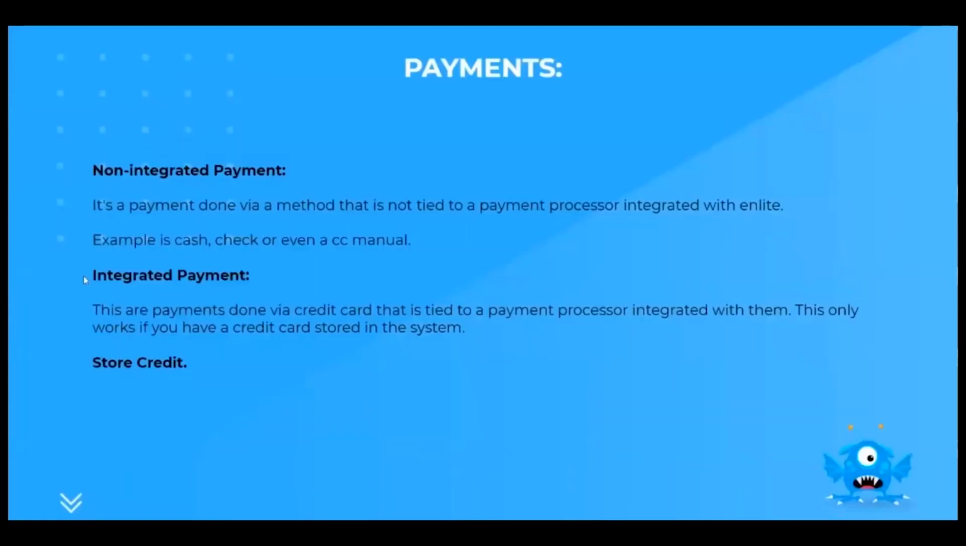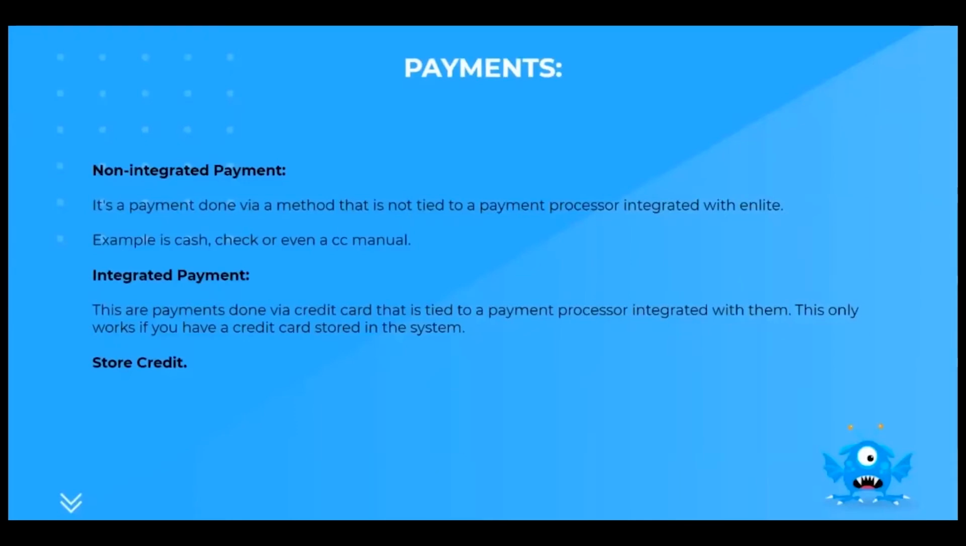So now let's go to payments. Let's start with the non-integration payment. This is a payment done via a method that is not tied to a payment processor. So for example, cash, check, or a credit card manual. We also have integrated payment. So these are payments done via credit card that is tied to a payment processor. And lastly, we have store credit. So usually you will get a store credit if you overpaid, for example, via cash, and you don't want to get your change, then you can just inform the cashier that you want to add it as a store credit.